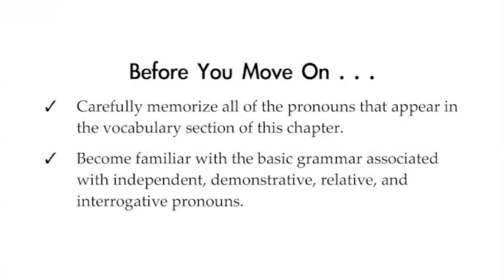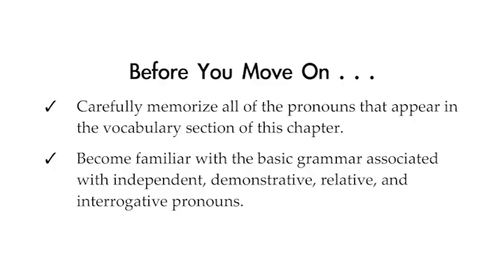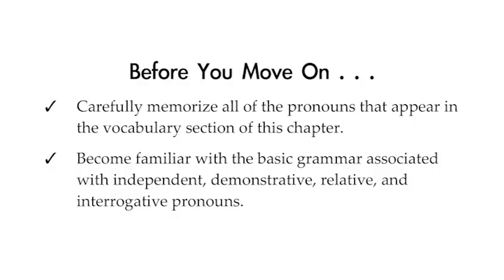First, carefully memorize all of the pronouns that appear in the vocabulary section of this chapter. By and large, the bulk or the freight of the work in this chapter is memorizing as vocabulary all of the pronouns that you've just encountered. Then, you need to become familiar with the basic grammar associated with independent, demonstrative, relative, and interrogative pronouns. You'll need to know, for example, that independent pronouns are subjective, or that demonstrative pronouns can be demonstrative pronouns or adjectives, and how to tell the difference between the two. Finally, you want to know how the relative pronoun works and how it modifies nouns, and how the interrogative pronouns work and the interrogative particle. That's it for Chapter 8, the Hebrew pronouns.